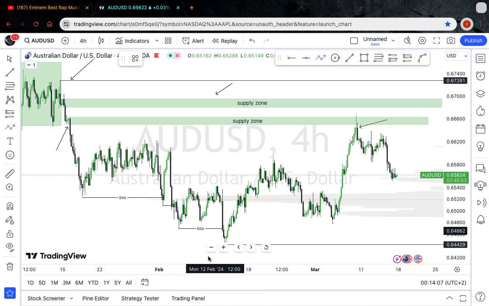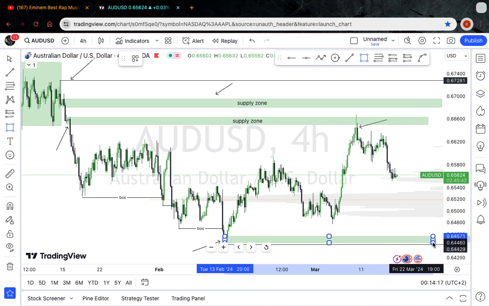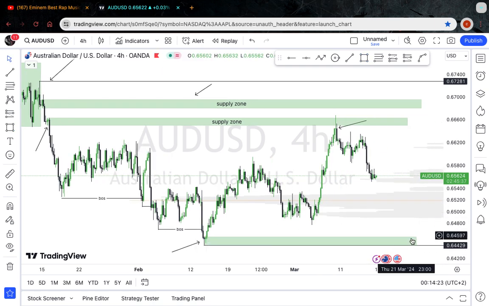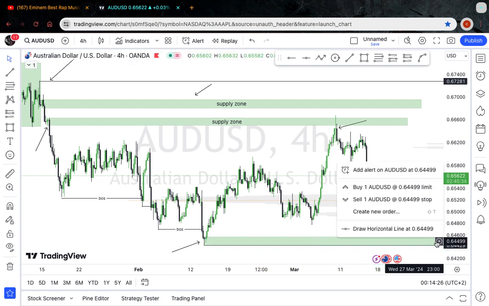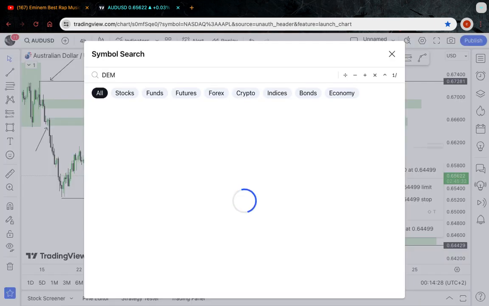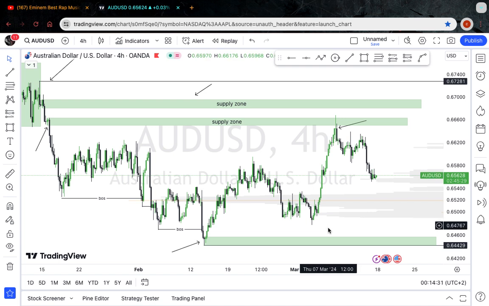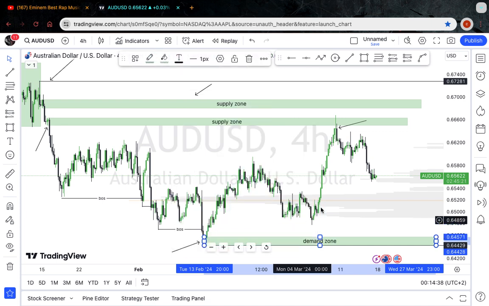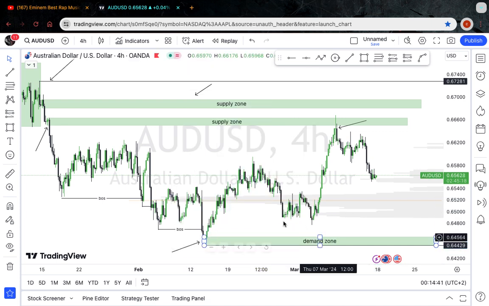From this low here, where the market gave us this low, we have a demand zone, the last bearish candlestick before the push to the upside. So that's our demand zone. As you can see, this demand zone is still fresh, it's still valid, it was never tested. So we need to mark that demand zone. After marking it, we can definitely see that the market never tested this demand zone.